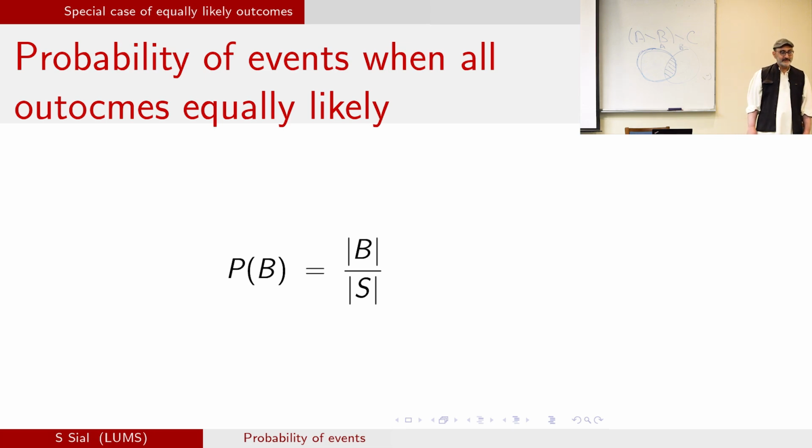One way of writing this is that I have a sample space S. It has a certain number of outcomes, capital N we called it. I have a subset of S called B. So what's the probability of B? The probability of B is the number of outcomes in B, the cardinality of B, divided by the number of outcomes in S, which we call the cardinality of S.